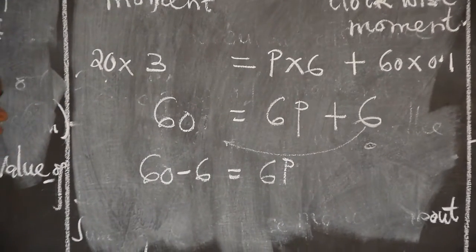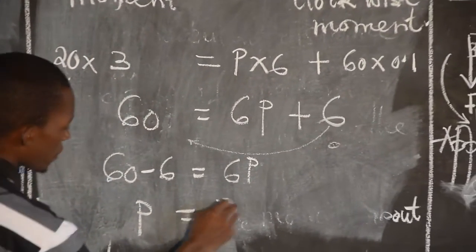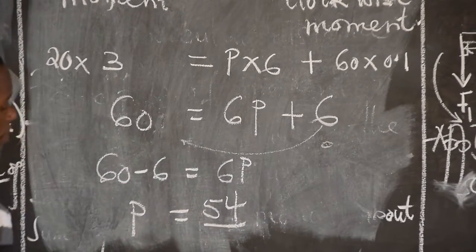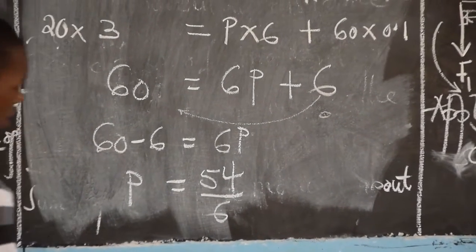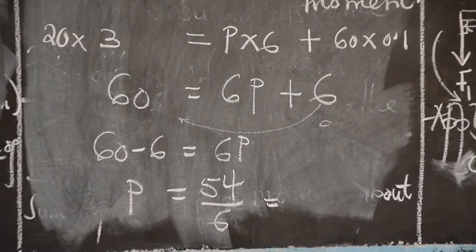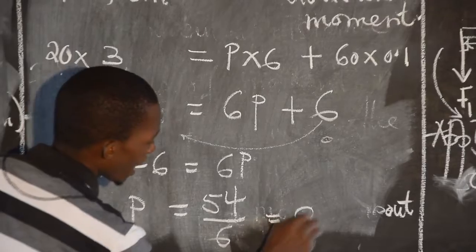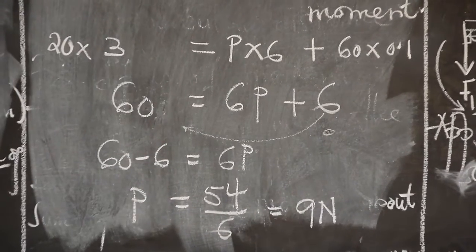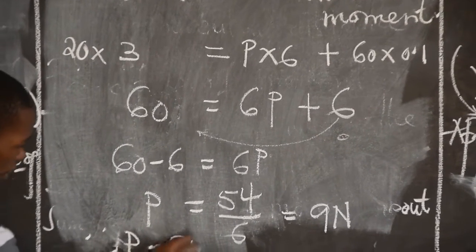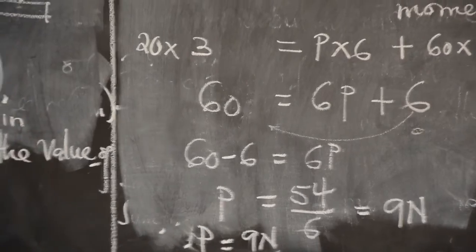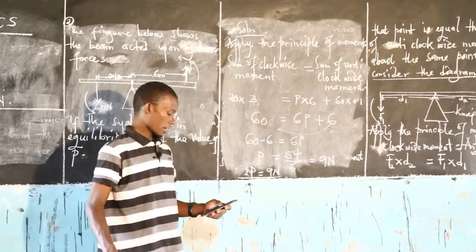What we do again? We divide both sides by 6. Our P, after subtracting, we have 54 divided by 6. And the answer, our P is equal to, when you divide 54 by 6, we are going to have 9 what? Newtons. Therefore, the value of P is equal to 9 what? Newtons. That is applying the principle of what? Moments. I hope we are there.